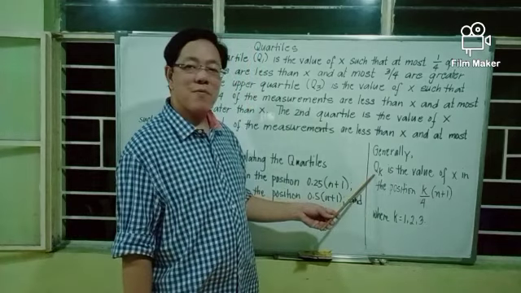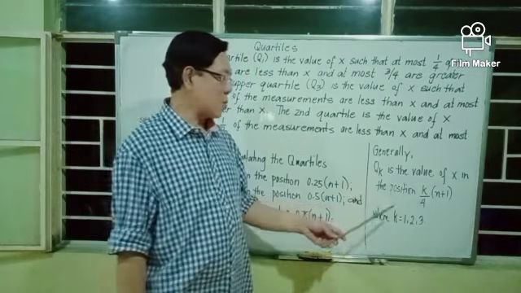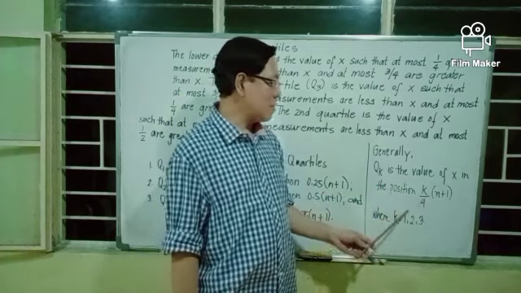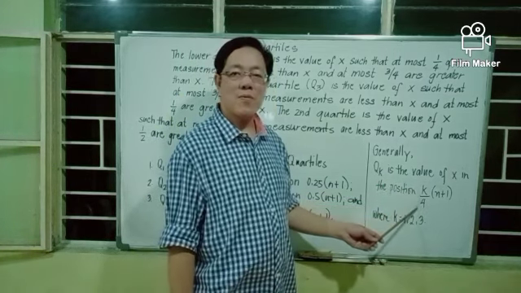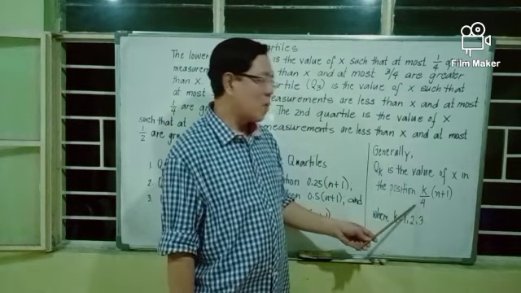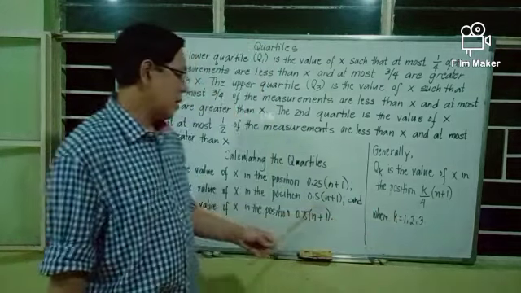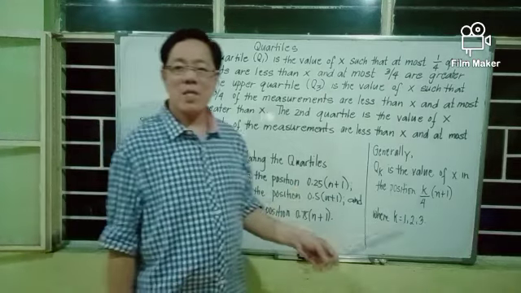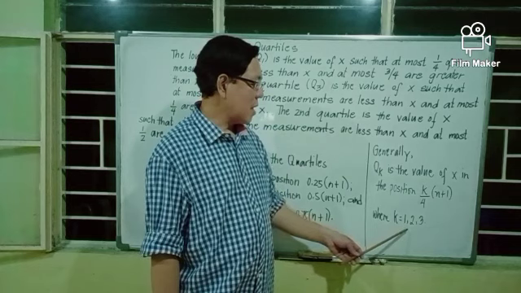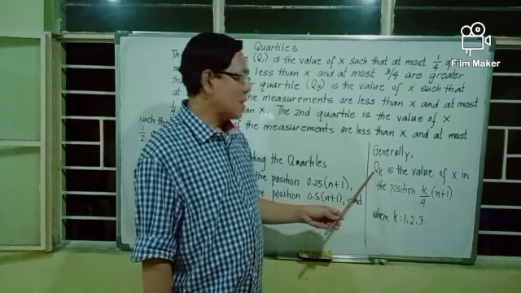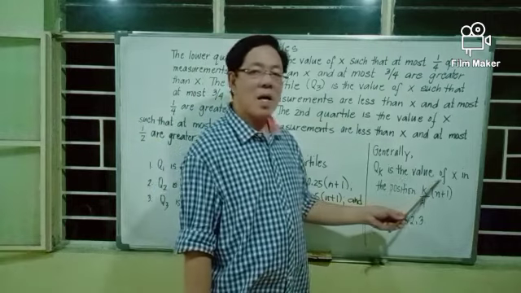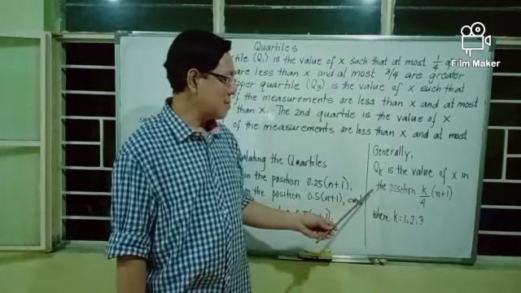Hence, if you want the first quartile, k is 1. Q sub 1 is the value of x in the position, k is 1, 1/4 times n plus 1. But 1/4 is 0.25. If you want the value of the second quartile, then k is 2. You get Q sub 2, the second quartile, is the value of x in the position.